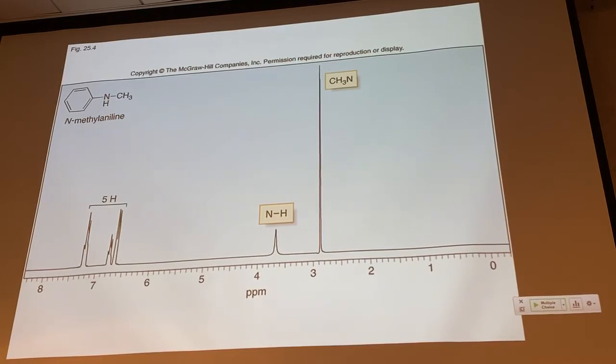If we were to compare that to hydrogens on a carbon attached to an oxygen, would these signals be upfield or downfield of the hydrogens on a carbon attached to an oxygen? Think about how we determine chemical shift.